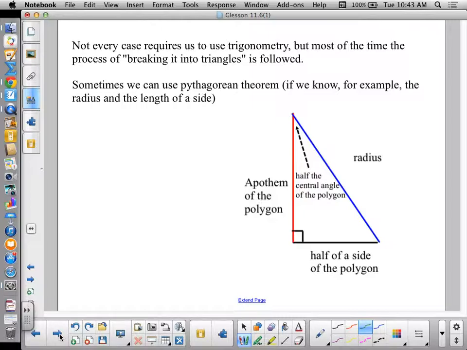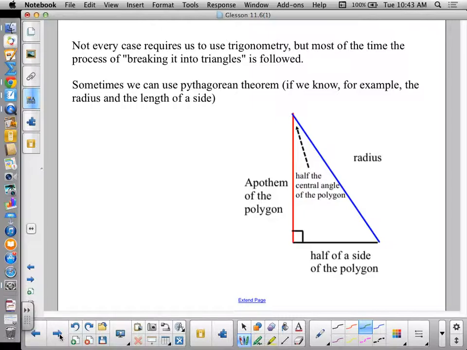Now, not every case requires us to use trig. We don't have to use trig in every triangle. In hexagons, we will not use trig because we'll have special triangles. In squares, we will not use trig because we have special triangles. In fact, squares are really super easy.